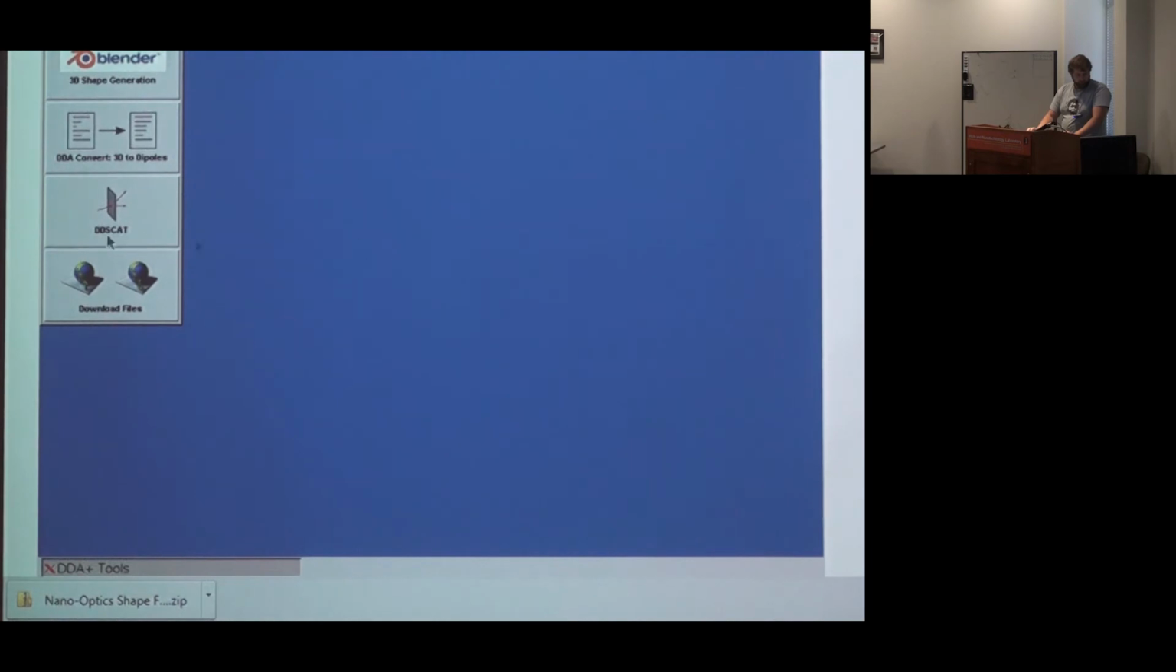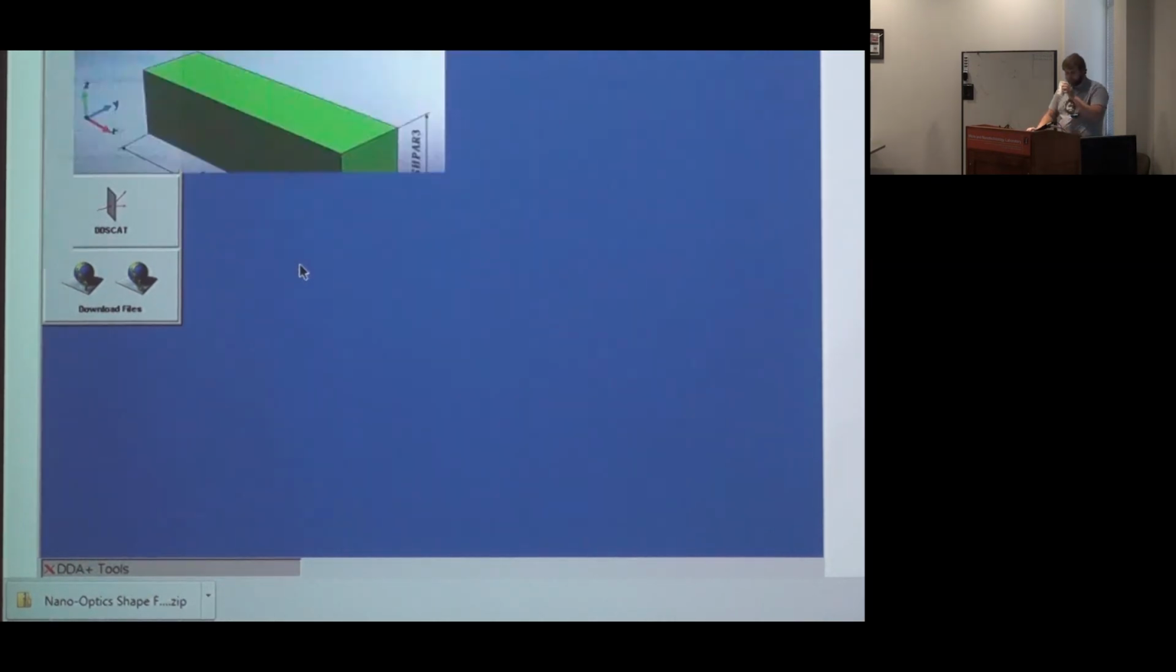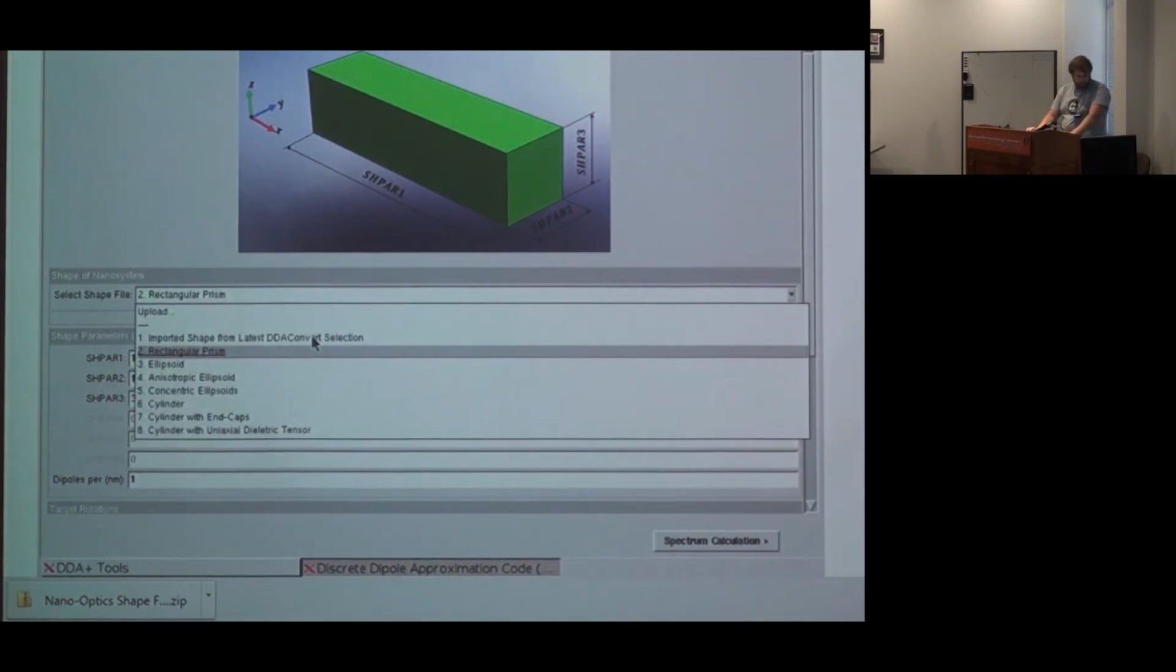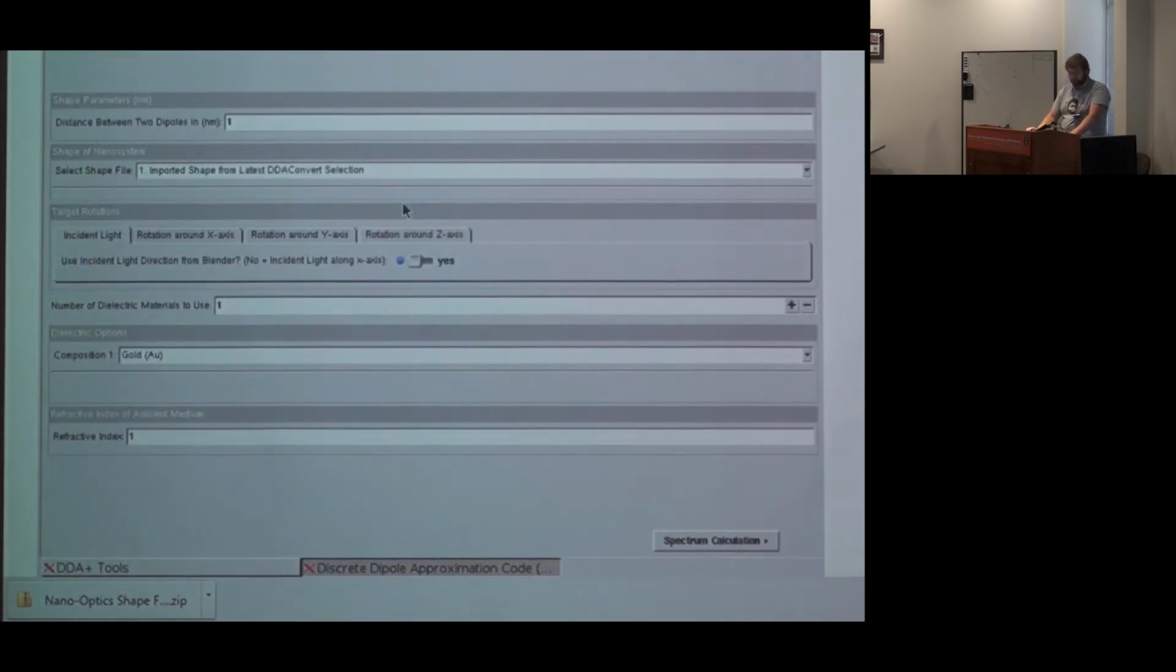Next step, you'll just go to the third thing, which is the DD-scat. So now instead of picking any of these built-in shapes, you're just going to pick import shape from the latest convert tool. And then here again it asks you, you just defined how many dipoles you put along your long axis. Now it's asking you how do you want them spaced. So I'm just going to say 1 dipole per nanometer. That's usually a pretty good resolution for most of these things. So really the previous question, if you're assuming you're going to use this resolution, is asking you how long is the longest distance in your object in nanometers.